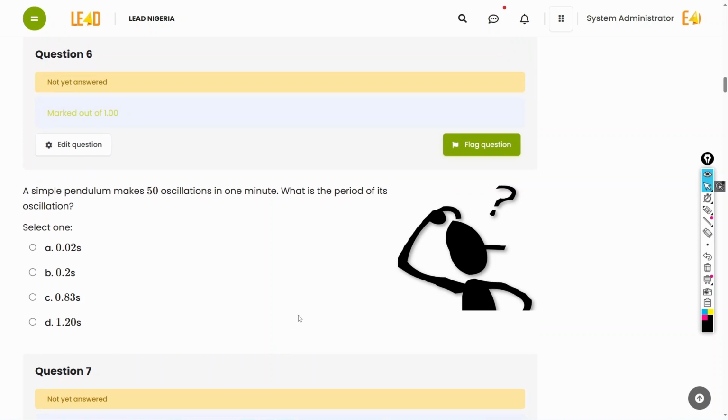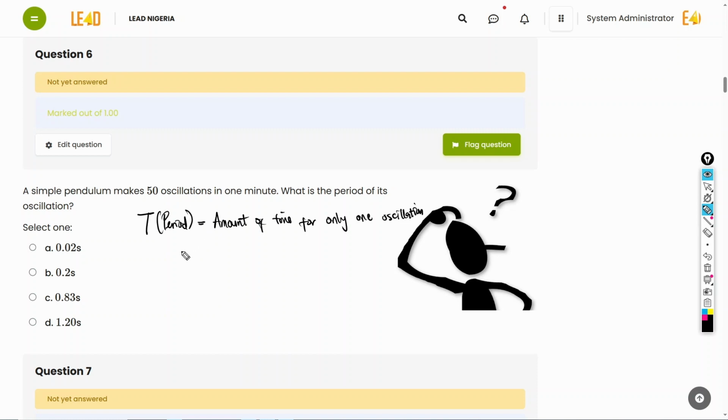Question 6. A simple pendulum makes 50 oscillations in 1 minute. What is the period of the oscillation? So period, we need to define period. Period T is the amount of time for only one oscillation. Very important, just one. So once you have it this way, it's easy for you to know what you're supposed to do. And it's in seconds, right? So the unit is in seconds.